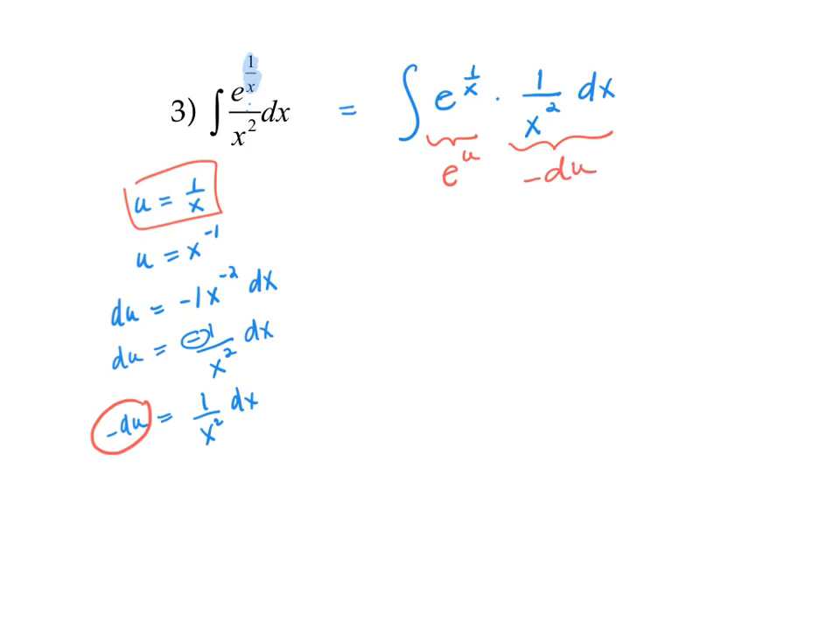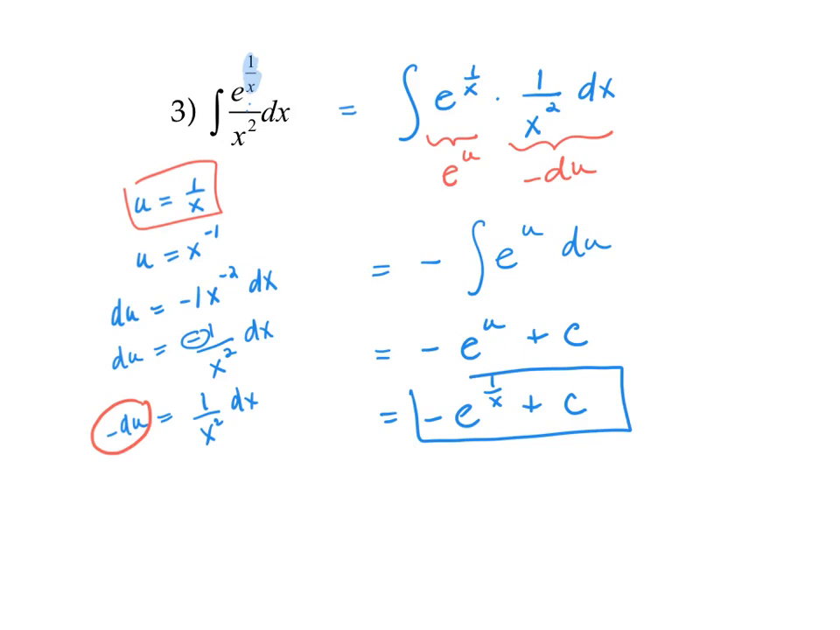And when I rewrite that, we're going to pull that negative sign out in front of the integral sign. We have e to the u du. So we have the negative sign out in front, and then we have the antiderivative of e to the u du. And that's simple. The antiderivative of e to the u is e to the u, and then it's plus c on the end. Okay, do your substitution, replacing u with 1 over x. Don't forget the plus c, and that's our final answer.